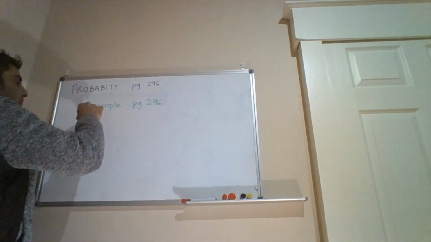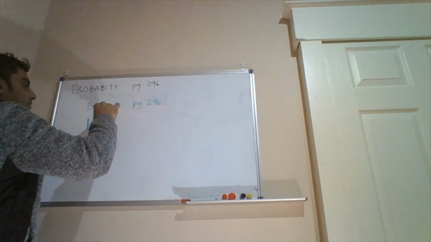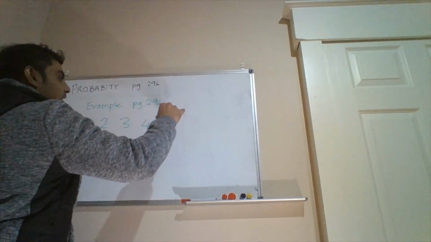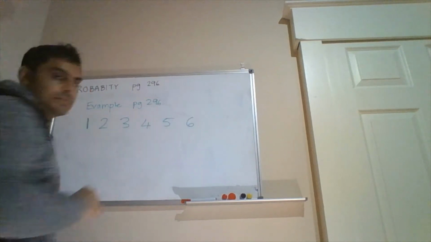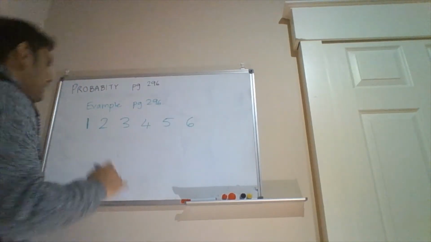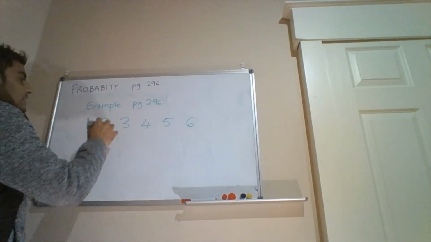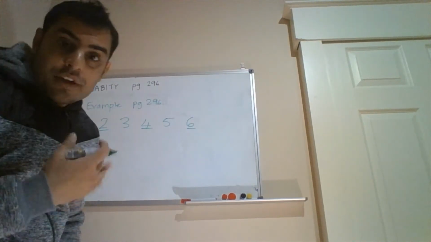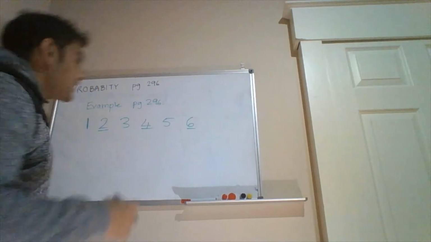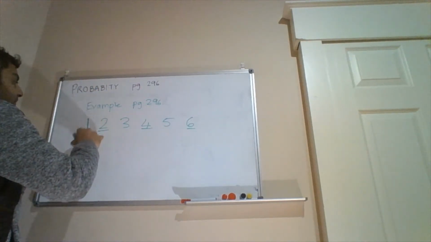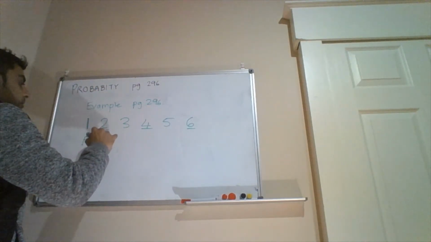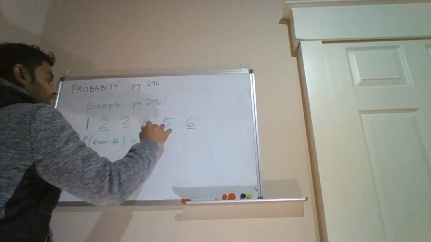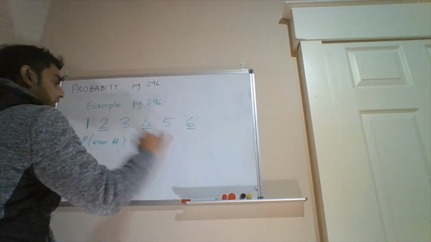So what numbers could we get when we roll the dice? We could get 1, 2, 3, 4, 5, or 6. And the even numbers are 2, 4, and 6. So 3 out of the 6 numbers are even. So the probability of getting an even number is 3 out of 6.